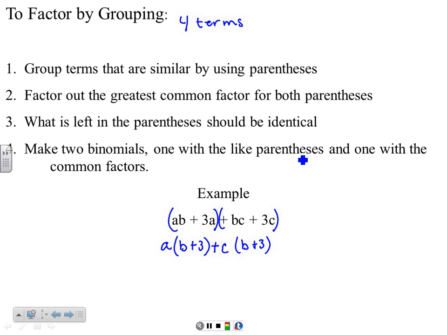Now, we factored out the monomial greatest common factor. Now what we're going to do is factor out the binomial greatest common factor. So we're going to factor out a b plus 3. And when we do that, we'll have a plus c left over.